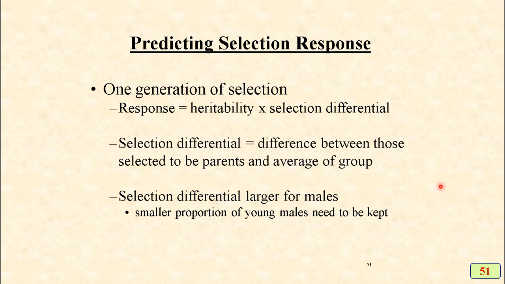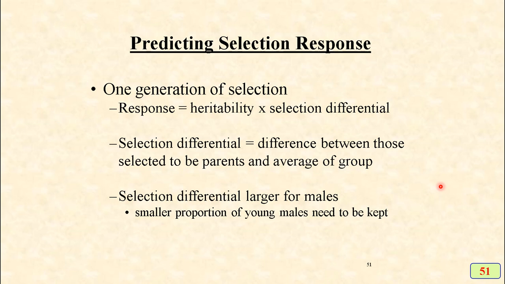Then predicting selection response. So what happens if I select two good breeds? How do we predict it? The response to one generation of selection is equal to heritability times selection differential. Then selection differential is equal to the difference between the selected parents and the average of the group.